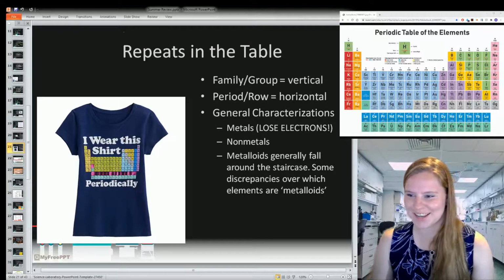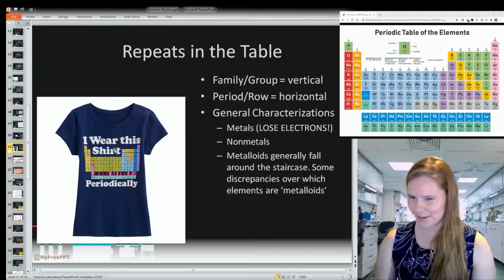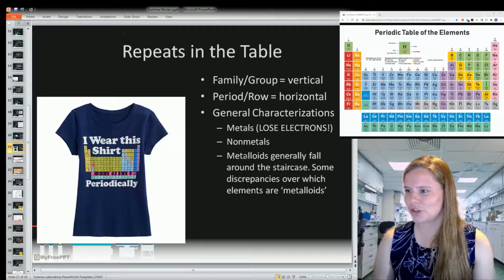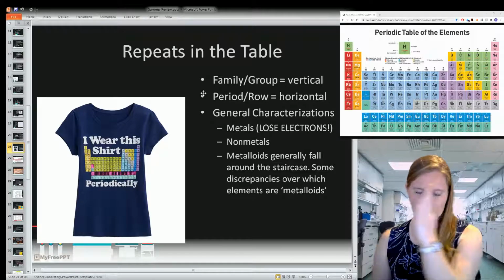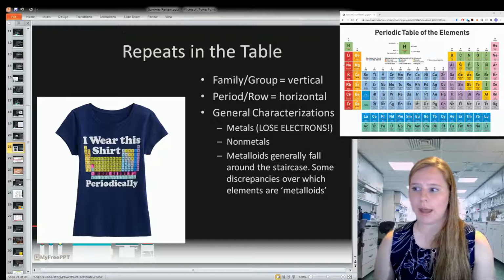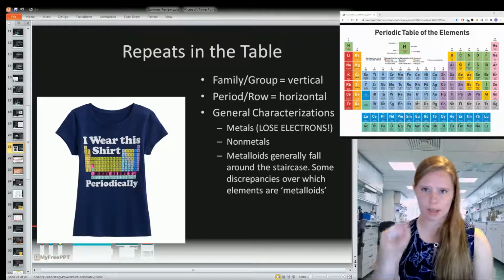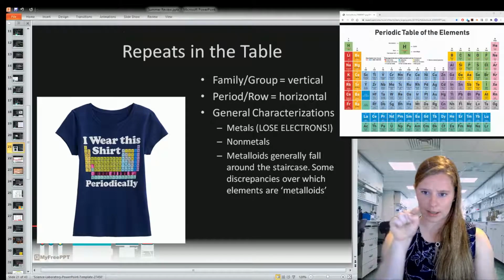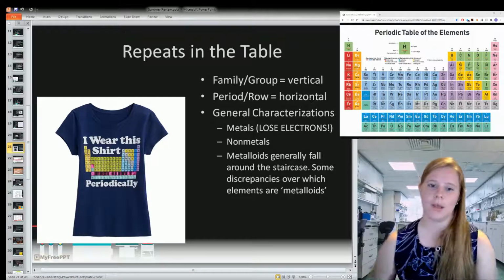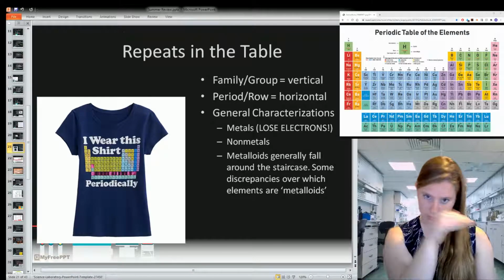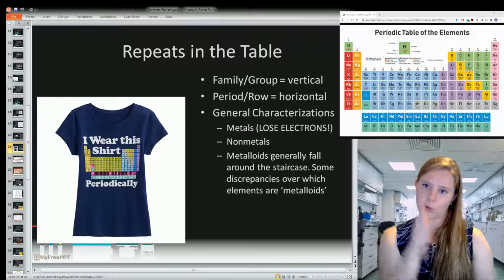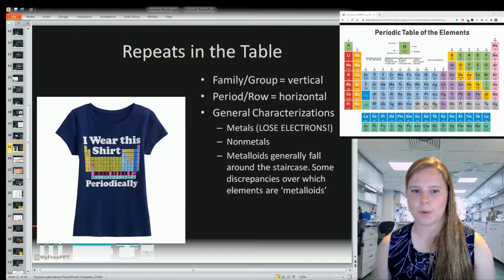All right, repeats in the table. I wear this shirt periodically. So just terms here. A family or group is going to be vertical like this across your table, and a period or row is going to be horizontal. Going this way, I just think periods, dot, dot, dot, dot, dot, they go across the page. So periods go this way, horizontal, row, and family goes this way, all right?